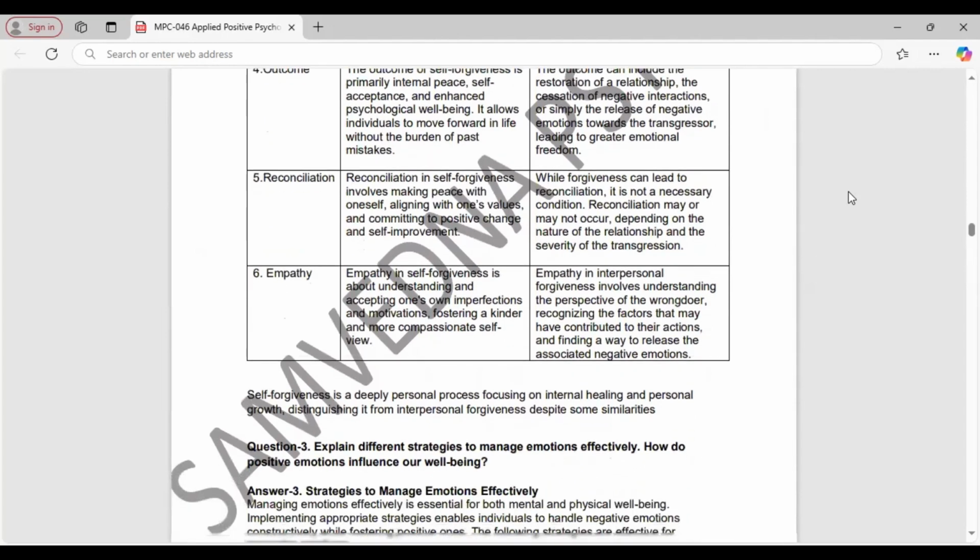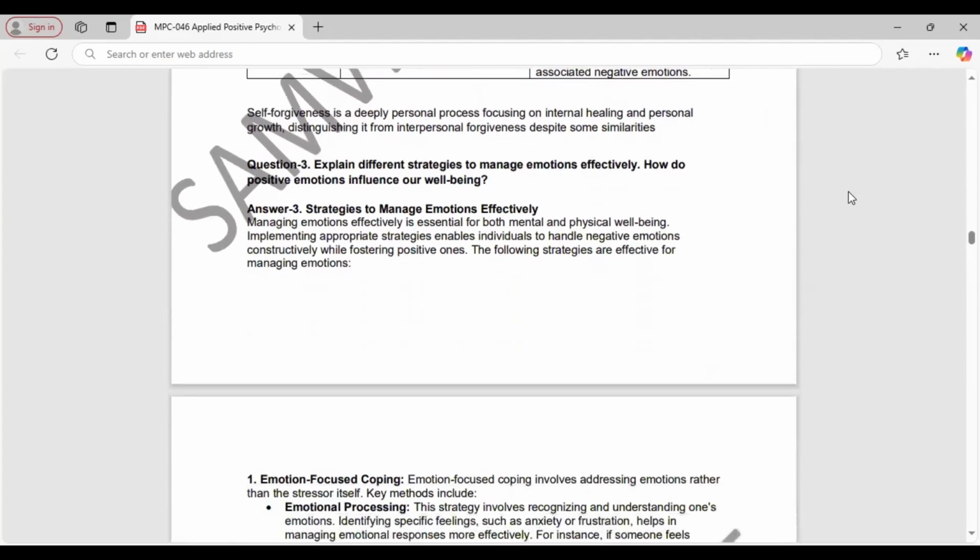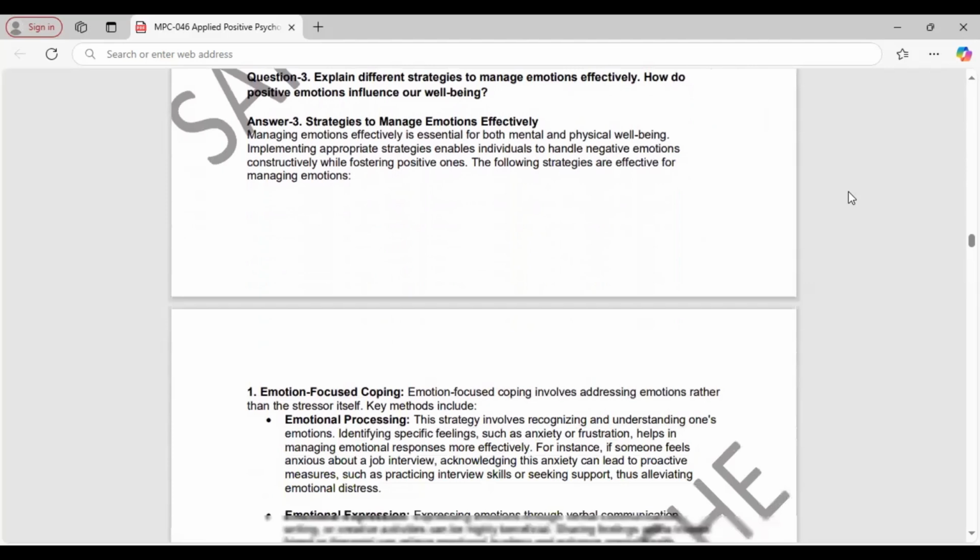Question 3. Explain different strategies to manage emotions effectively. How do positive emotions influence our well being? Effectively managing emotions is crucial for mental and physical well being. Implementing strategies enables individuals to address negative emotions constructively while fostering positive feelings. The following strategies are essential for managing emotions.